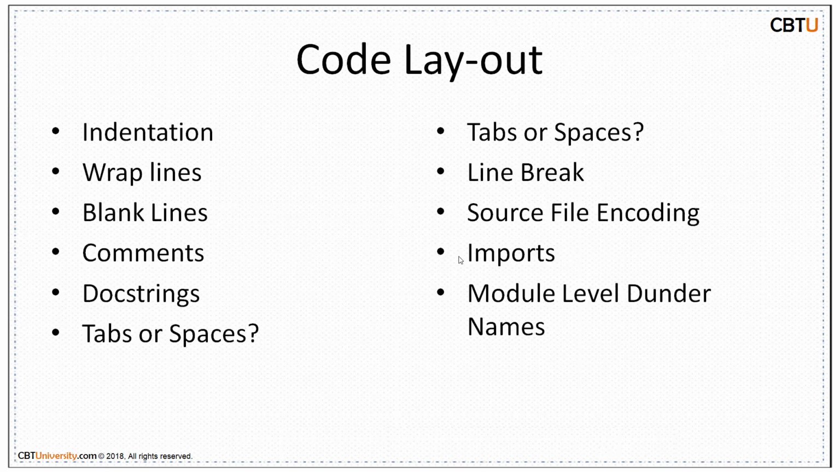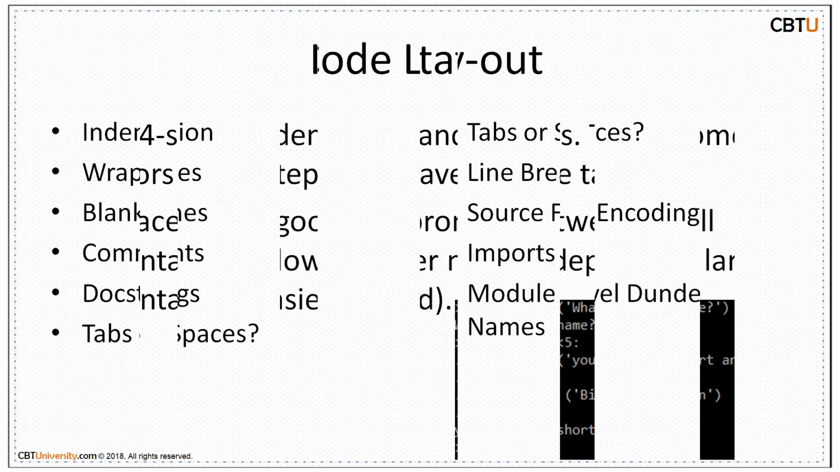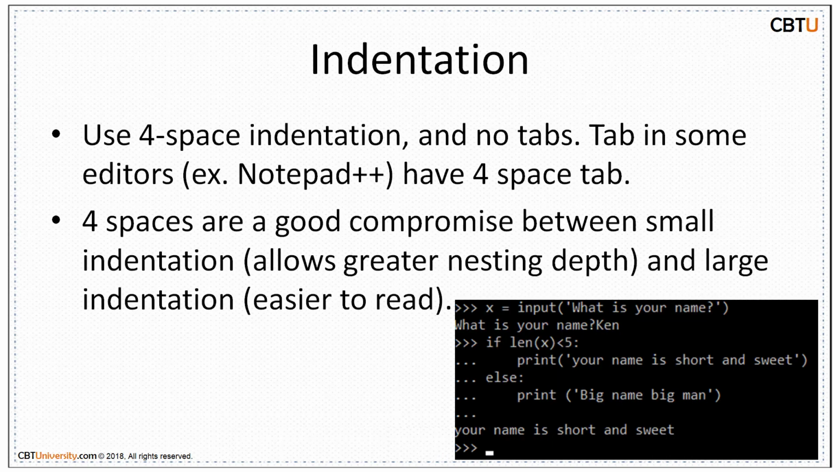Let us discuss the code layout. Indentation: use four-space indentation and no tabs. Tabs in some editors like Notepad++ have four-space tab anyway. Four spaces are a good compromise between small indentation and large indentation. Small indentation allows greater nesting depth.